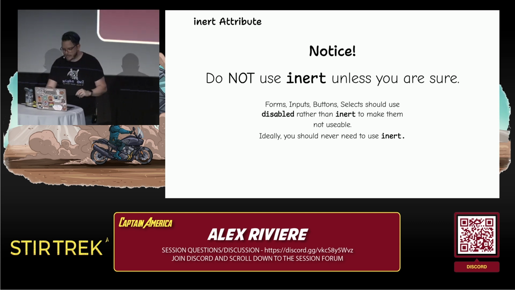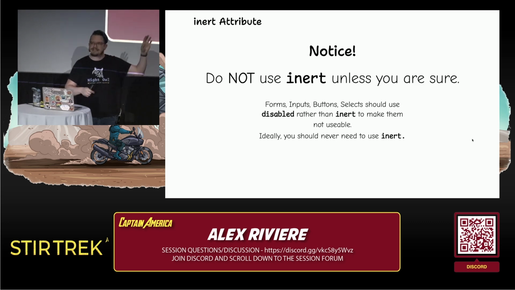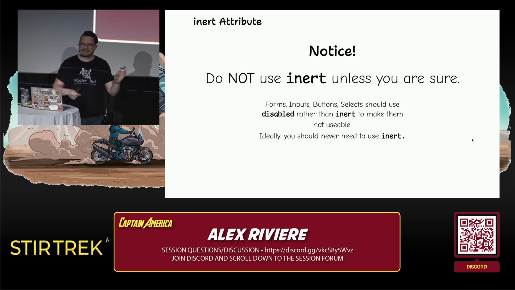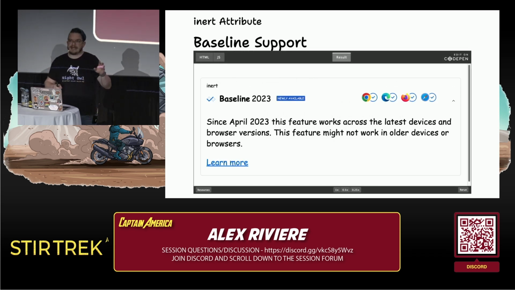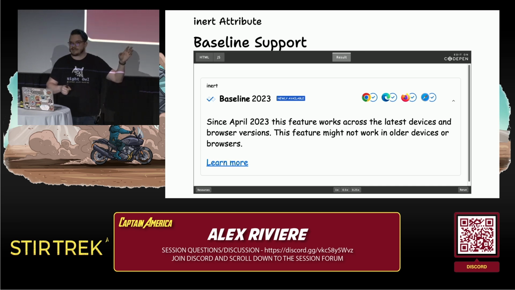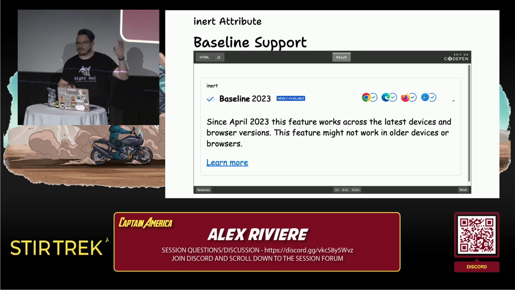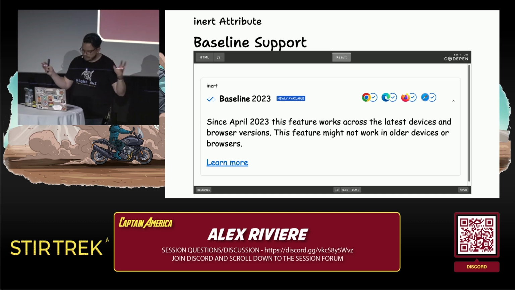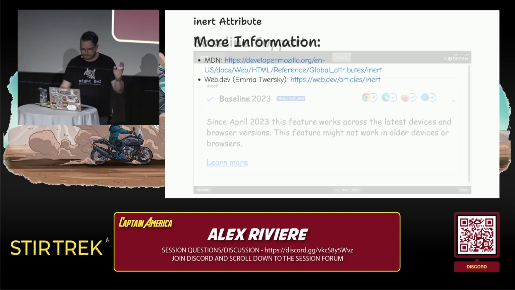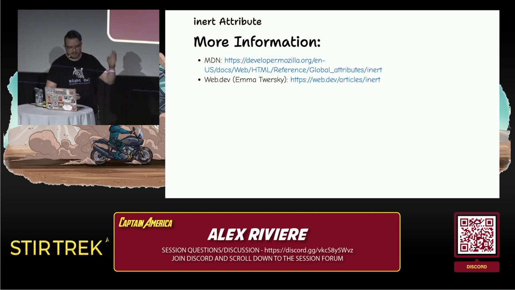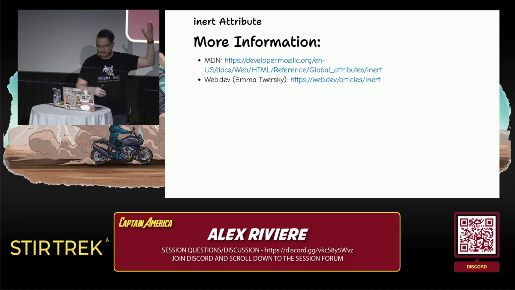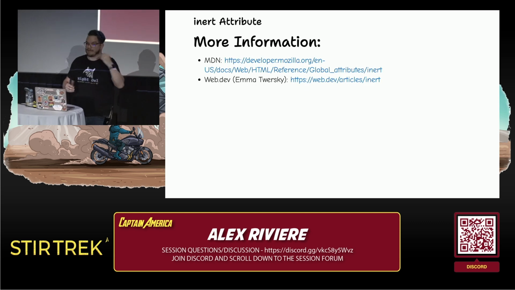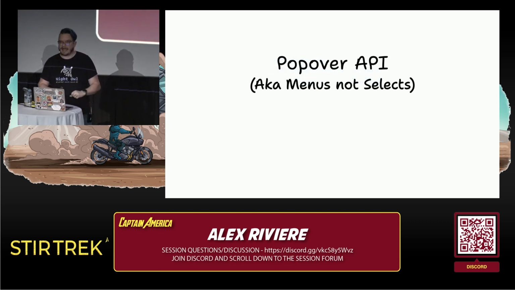Sorry. I like that this one exists. I get very cranky that it exists because of the amount of abuse that it could possibly cause. So yeah, anyway, it has good support. Like I said, if you can use Dialog, you can use inert at this point. It has been around since 2023, and it works on all of the modern browsers. And if you want more information, there's a lovely MDN thing and a lovely article by Emma Twersky at web.dev about the inert attribute.